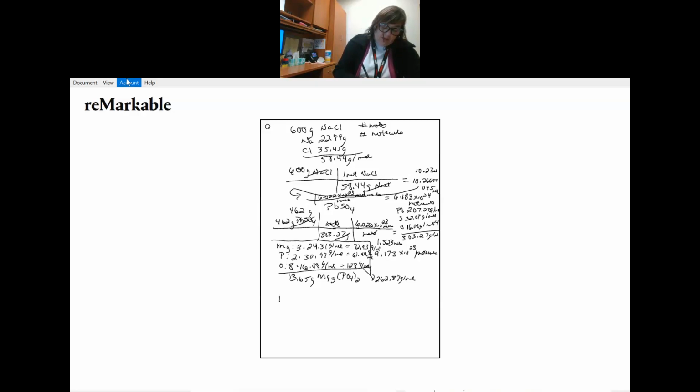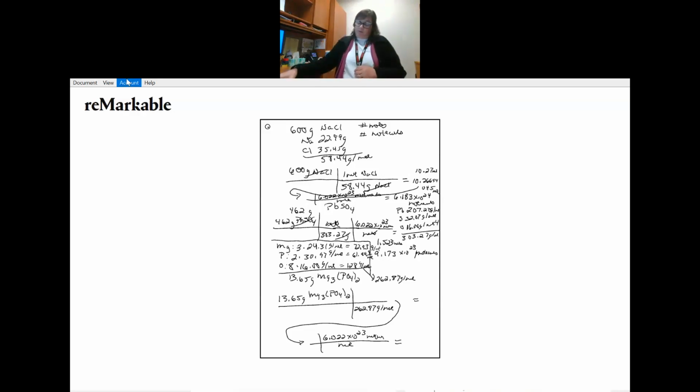So then I can take 13.65 grams of Mg3PO4 2. I divide that by 262.87 grams per mole. And I'm going to write the answer here and then pull this like this to say I would take that and multiply it by 6.022 times 10 to the 23rd molecules per mole. And yes, my handwriting is awful. And that will give me my second answer that I'm looking for.